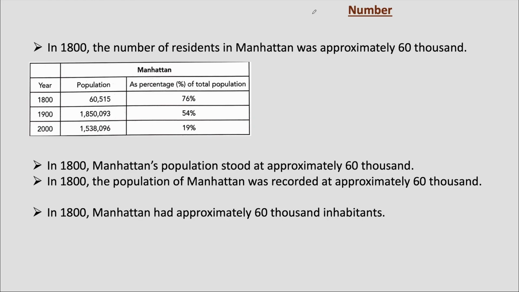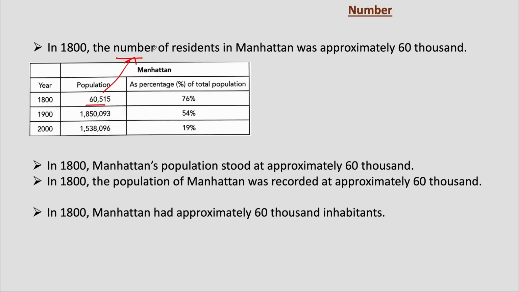Graphs and tables have numbers. For this, we have to use the word number often. For example, here we would write that the number of residents was approximately 60,000. There is no perfect synonym for this word that works everywhere. So instead, we usually change the sentence structure.